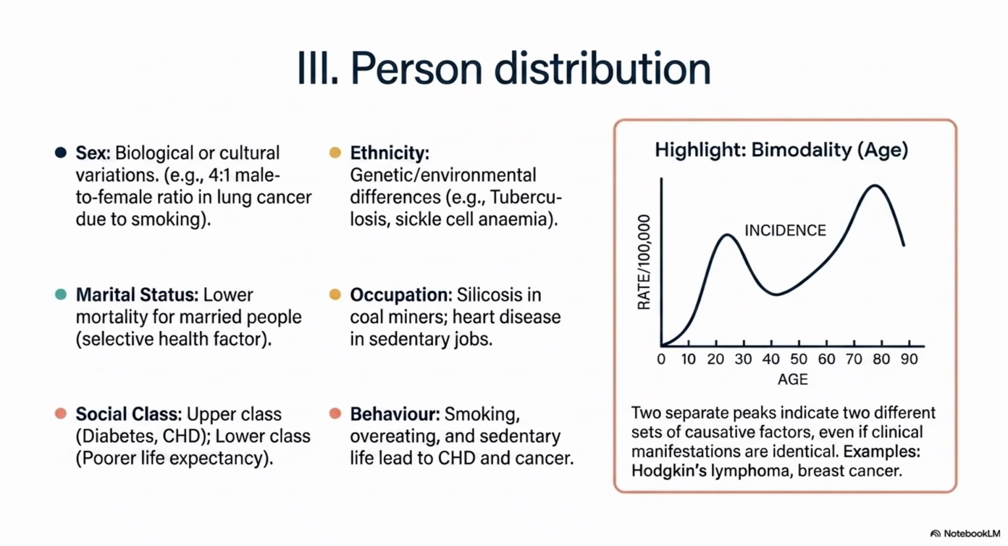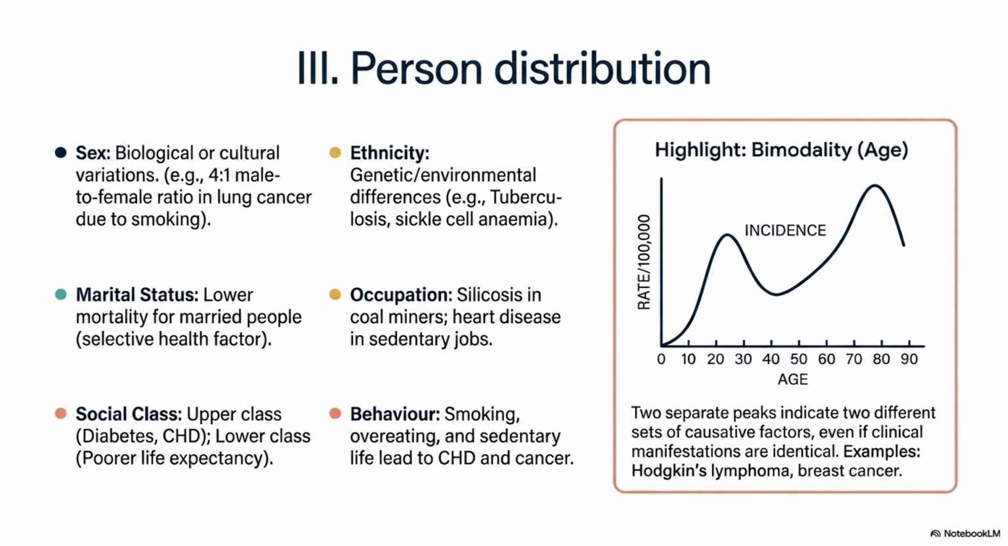And the third one is marital status. Some diseases are common in married people and some are common in unmarried people. There is lower mortality for married people. This can be because healthy people tend to get married, so among them the disease burden is less, and unhealthy unmarried people can show a high disease burden. And another factor in person distribution is social class. We all know that upper classes are prone to particular diseases like lifestyle diseases, diabetes, and coronary heart disease, and lower classes are prone to poorer life expectancy, even communicable diseases like that.